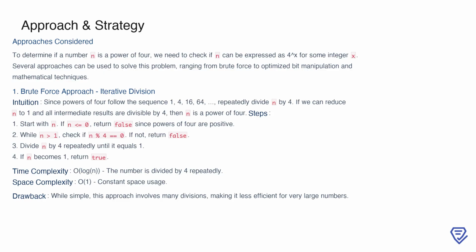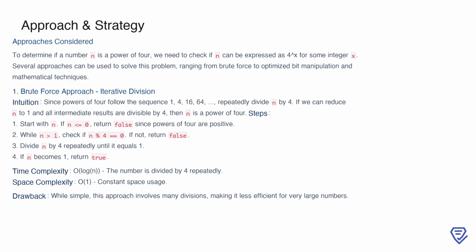There are multiple approaches to tackle this problem, starting with the brute force method. This approach uses iterative division to check if the number repeatedly divides by 4 without leaving any remainder, eventually reducing to 1. The steps are straightforward. First, confirm that the number is positive, as powers of 4 are always greater than 0. Then, while the number is greater than 1, check if it's divisible by 4. If at any point it's not, we can immediately return false. Otherwise, keep dividing by 4 until the number reduces to 1, which confirms that it is indeed a power of 4.